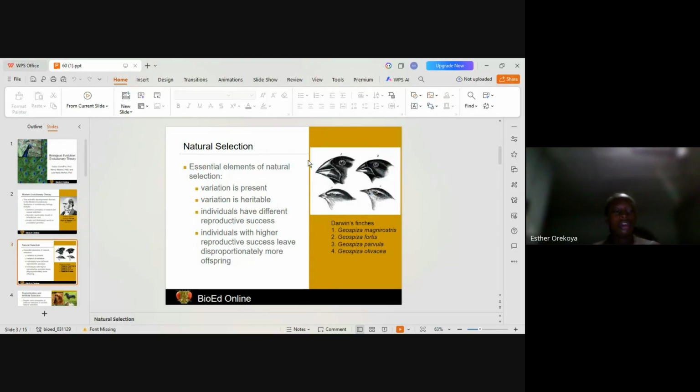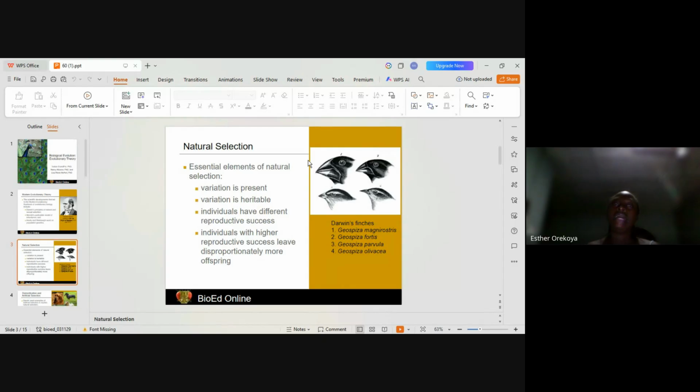Let's go on. For the theory of natural selection, what are we talking about? We are talking about the theory of evolution that was first given by a man named Charles Darwin. He was a prominent scientist. He wrote a book titled The Origin of Species, where he described evolution to be descent with modification. It means organisms were descending from their progenitor to their offspring. They were descending, but with modification.